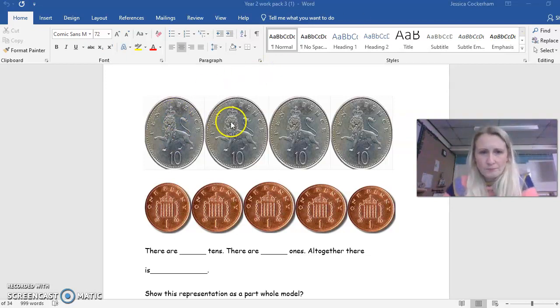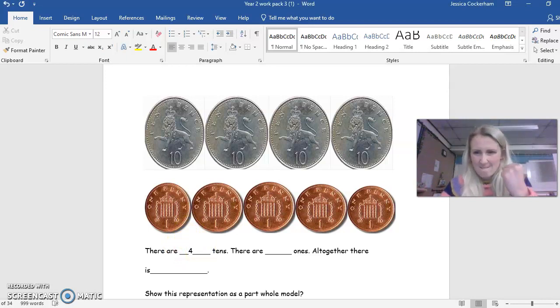We have got 1, 2, 3, 4 10s pieces. 4 10s is 40, isn't it? We know that 4 times 10 is 40. We all know that because we're amazing. Let's have a look at the 1s. So we might write here 4. Yes, there are 4 10s. How many 1s have we got? 1, 2, 3, 4, 5. We've got 5. I'm going to write 5 here, and there are 5 1s.